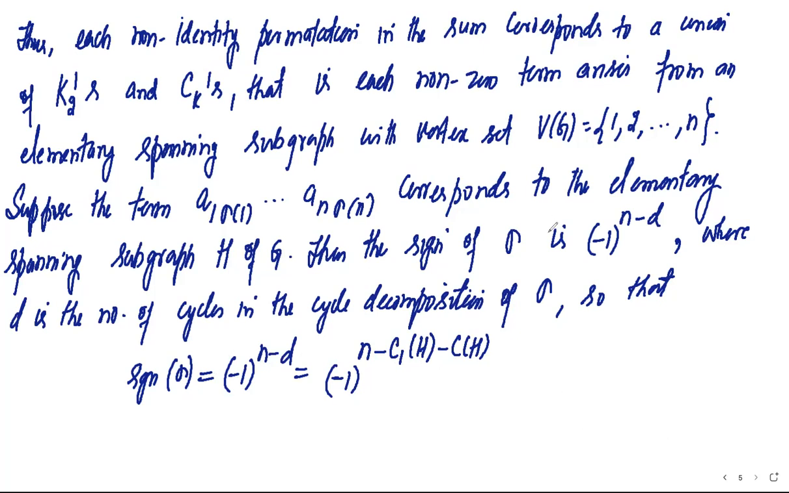Now if we have a cycle in the elementary spanning subgraph, suppose this is any cycle, let's call it V1, V2, V3, and so on, up to Vn minus one and Vn. If we have a cycle on n vertices, then the cycle can be written like this: V1 goes to V2, and so on up to Vn, then back to V1.